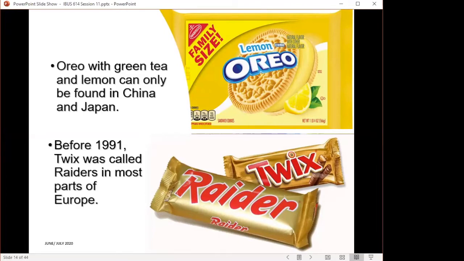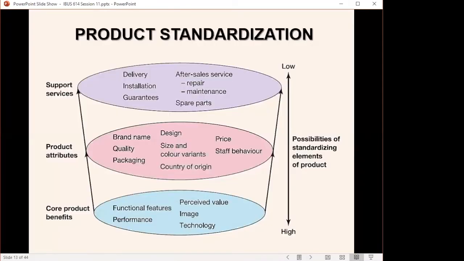So recently, they have reintroduced the Radar back in France and the Netherlands in an attempt to salvage the brand image that they lost as a result of changing it from Radar to Twix. But that is a typical example of how adaptation can happen with regard to product attributes. The core product was still the same, the taste and everything was the same, but the moment they tried to standardize the name and make it Twix everywhere, they had a problem.